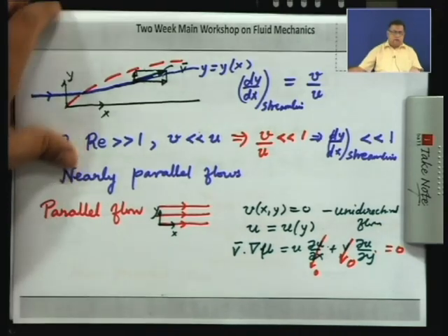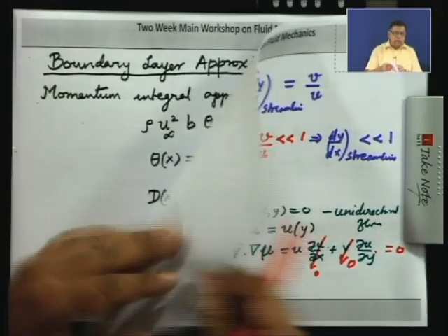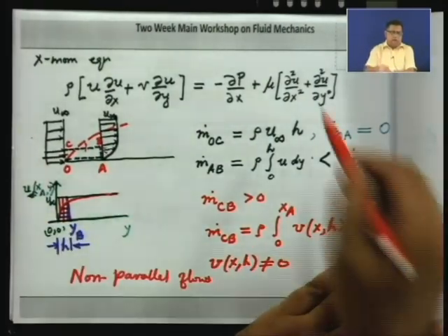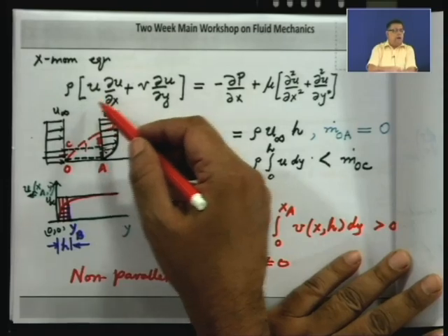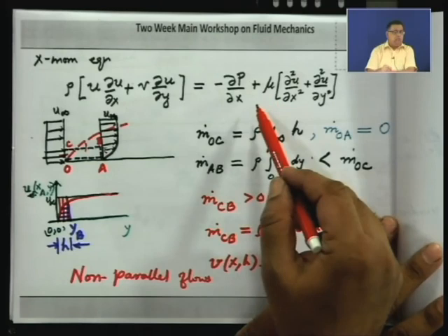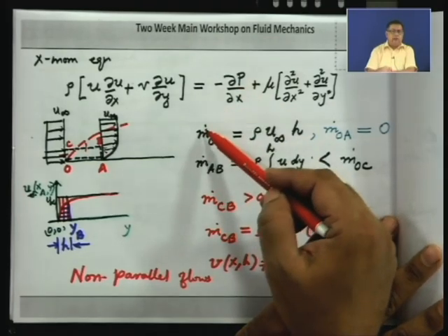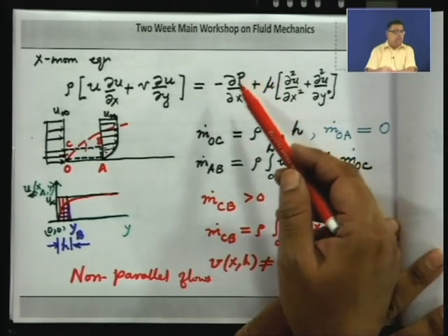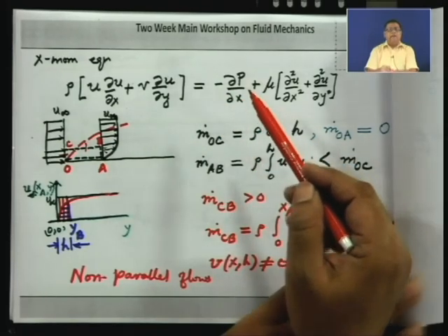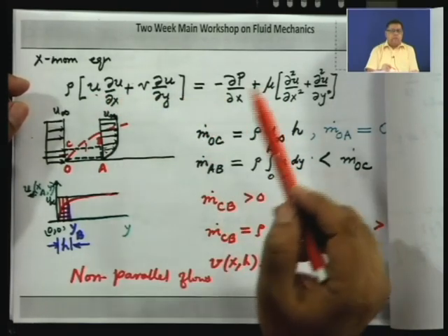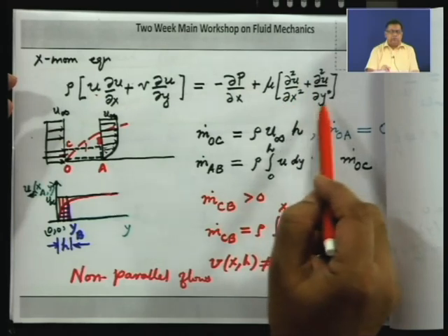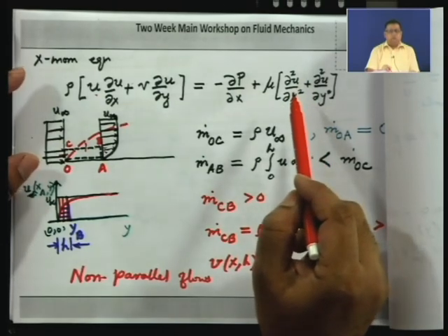Now, our goal is to solve this equation. Of course, this equation cannot be solved by itself because you have more than one unknown. So, we have to look at the y momentum equation as well as the continuity equation. There are 3 unknowns u, v, p, and there are 3 equations. But that system is nonlinear, and if you study the classification of partial differential equations, these are elliptic partial differential equations, which are not easy to solve.